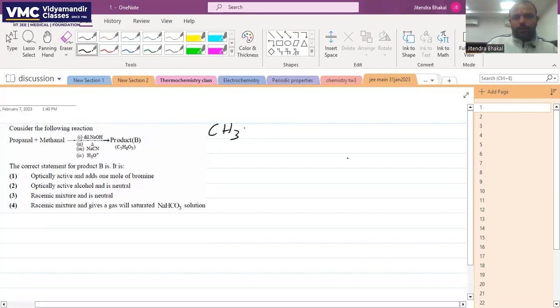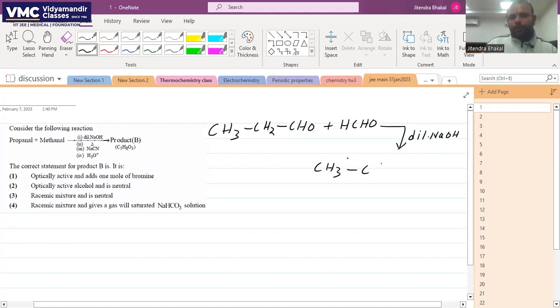So it is CH3CH2CHO and methanal HCHO with dilute NaOH. It will give cross aldol condensation. So with dilute NaOH, cross aldol condensation, the product will be an alpha beta unsaturated aldehyde. So CH3CHO double bond CH2. Now in the next step, we are using NaCN.